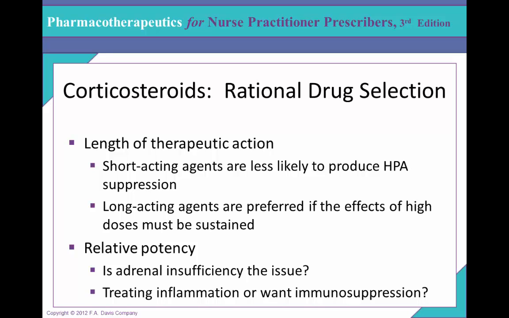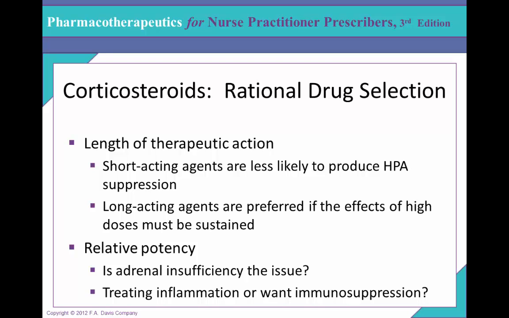Now, the length of therapeutic action. Short-acting agents are less likely to produce HPA axis suppression, and long-acting agents are preferred when of course you're trying to give a high dose. Long-acting agents such as Solu-Medrol, which is methylprednisolone, and dexamethasone, you could use at high dosages, and this is mostly used in hospitals in acute illnesses. And short-acting such as prednisone, they're less likely to produce HPA axis suppression.